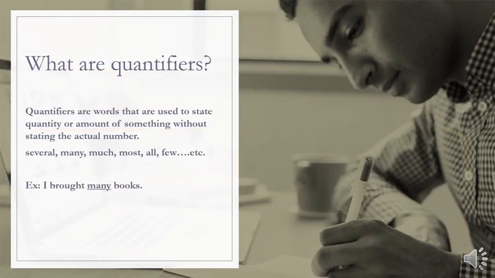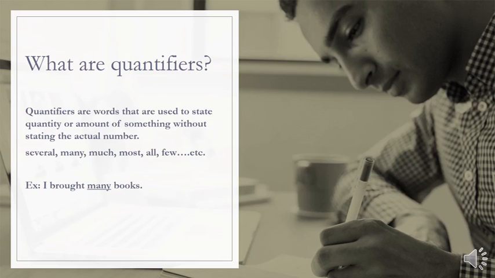So, after demonstrating the meaning of countable and uncountable nouns, we would move on to quantifiers, because quantifiers are usually used before these countable or non-countable nouns. So, first, what are quantifiers? We already dealt with this concept in grade 7's book, and now we're going to move on with other details with it. So, quantifiers, for you to remember, are words that are used to state quantity or amount of something without stating the actual number.